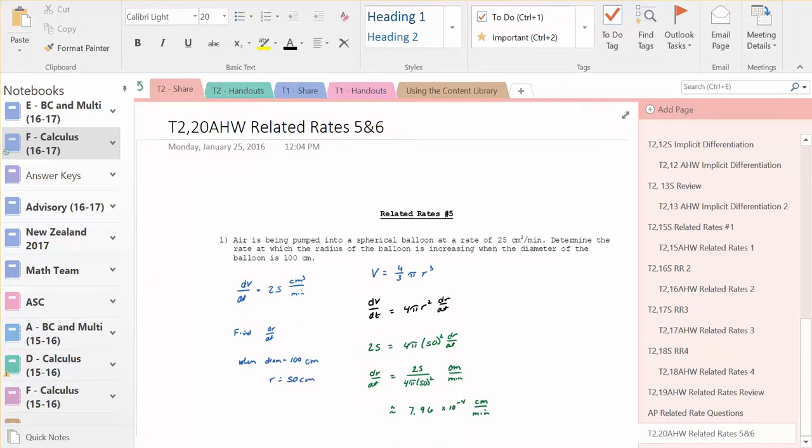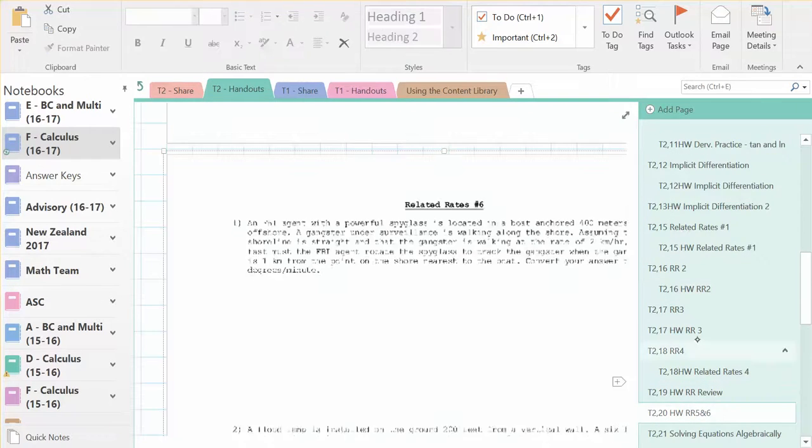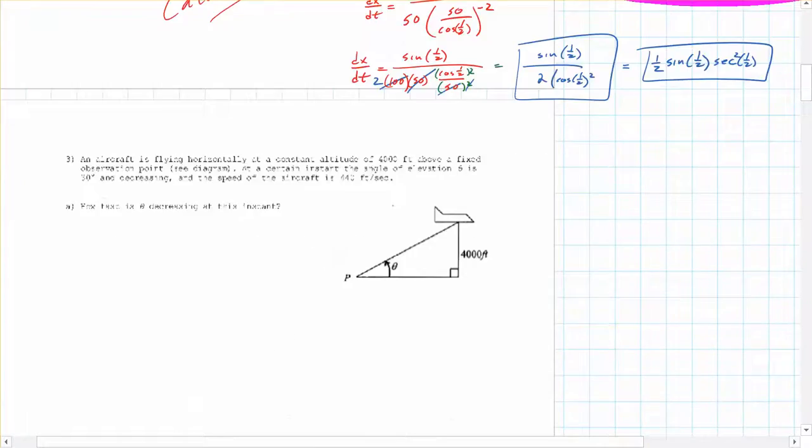I gave you, where is it? Oh, man. There it is, right here. Here are your choices. We can do these as a group.